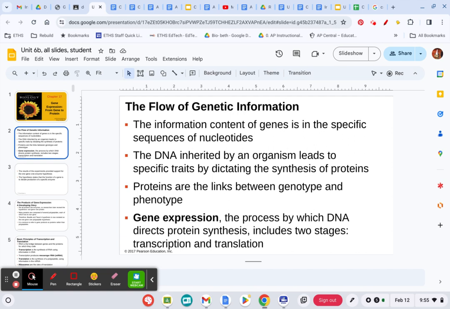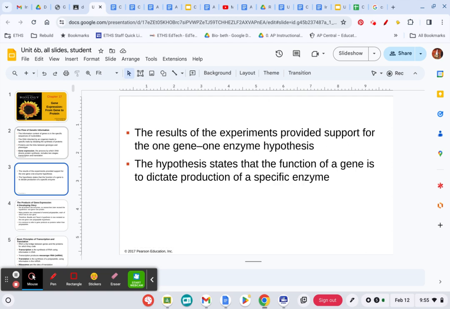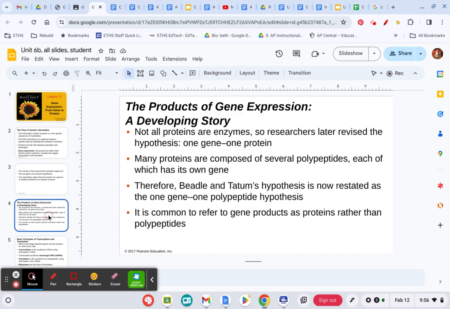And we're going to talk about that in terms of two things: transcription and translation. Who remembers transcription and translation from freshman bio? Maybe. Okay. Don't worry. We're going to go through it. Let's go down to this next one.